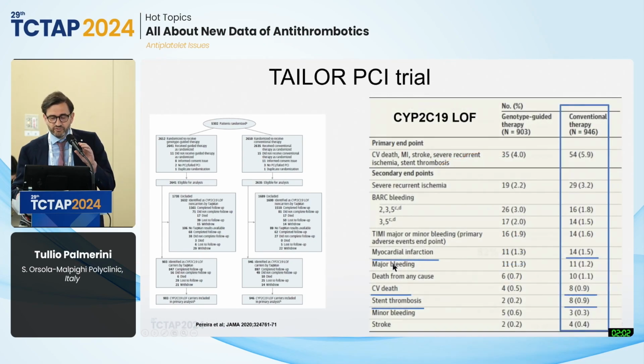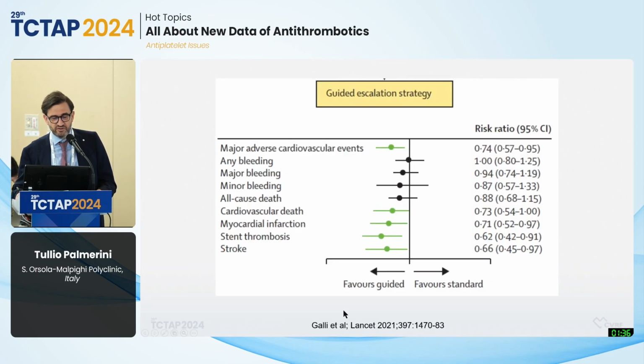And if you look also at the event rates in the control arm, so these are loss of function allele patients treated with clopidogrel, the event rates of ischemic events were very low, 1.5% myocardial infarction, 0.9% stent thrombosis, and cardiovascular death. So it is very difficult with such low rates of events to find a significant difference.